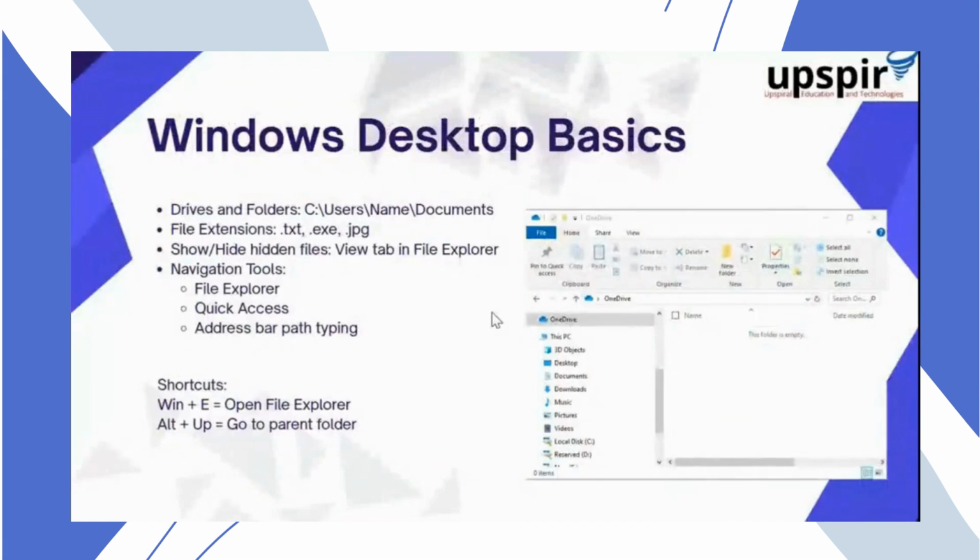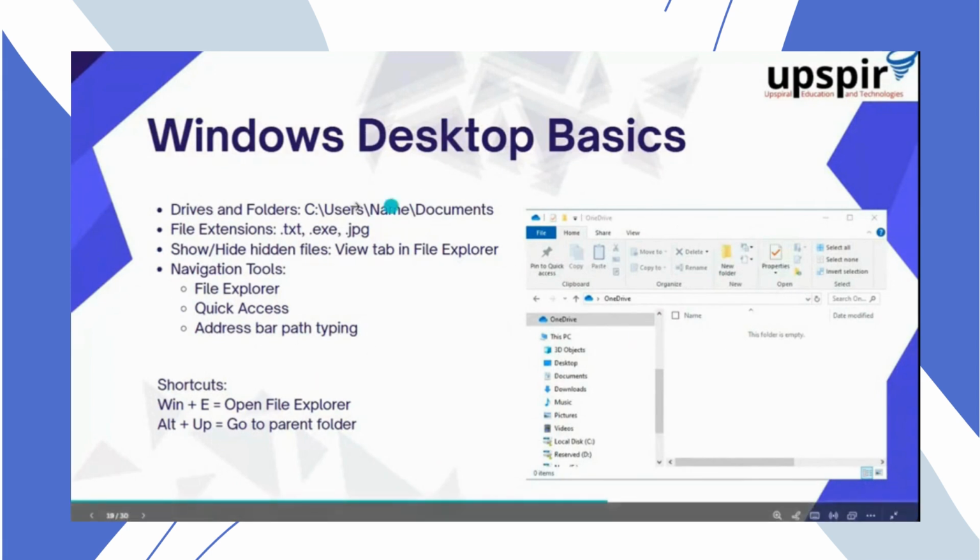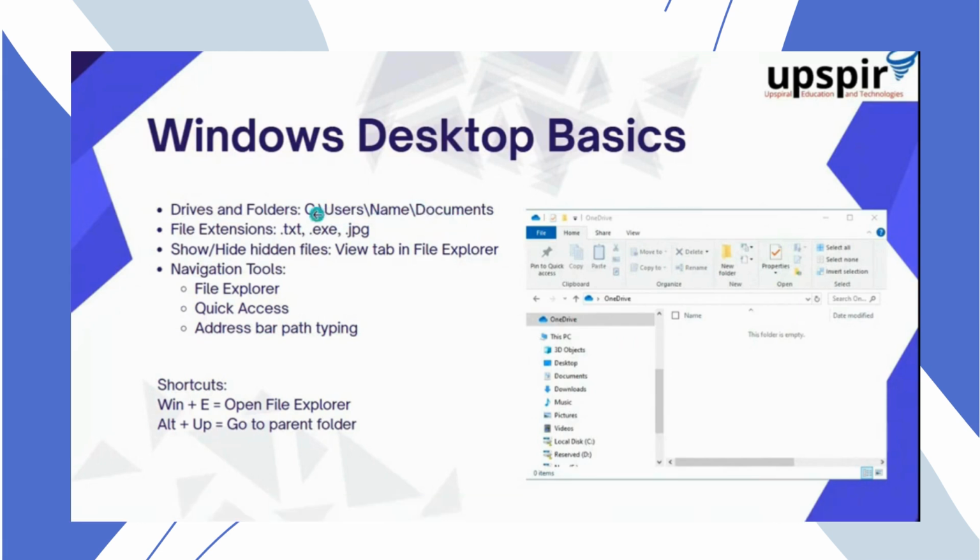Now we move to something called Windows Desktop Basics. These things you will know from before. So this is a typical file system that we have. It takes apart like C, users, name, and documents. In Windows, file extensions are very important. They are used to identify the programs using which these files will open.